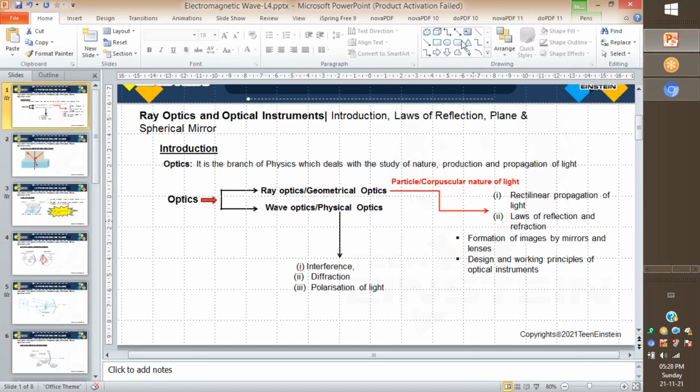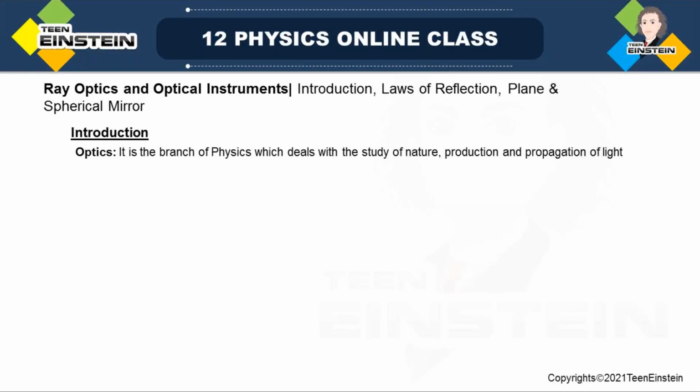Okay, so good evening, Deepa. Today we are going to start a new chapter, that is ray optics, or it is called ray optics and optical instruments. This is the ninth chapter in your NCERT textbook. So mainly in this chapter, we will be learning spherical mirror and spherical lens etc., and how to form images etc.